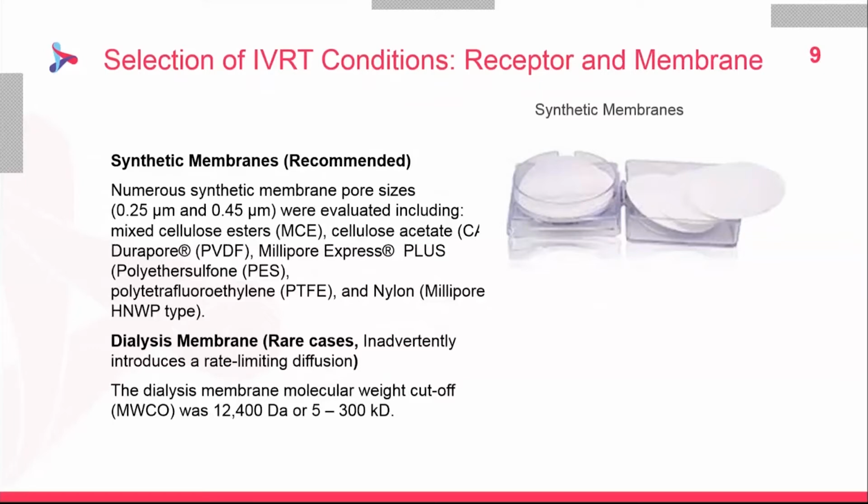The next is the membrane. Commercially available synthetic in vitro membranes with different pore sizes could be evaluated for their inertness toward both the receptor medium and the formulation. The membrane should demonstrate no binding to the drug. Some examples listed here are nitrocellulose, Durapore, Capri, and nylon. Dialysis membranes, in rare cases, find application for some suspensions, emulsions, or liposome-encapsulated actives, but inevitably introduce rate-limiting diffusion.